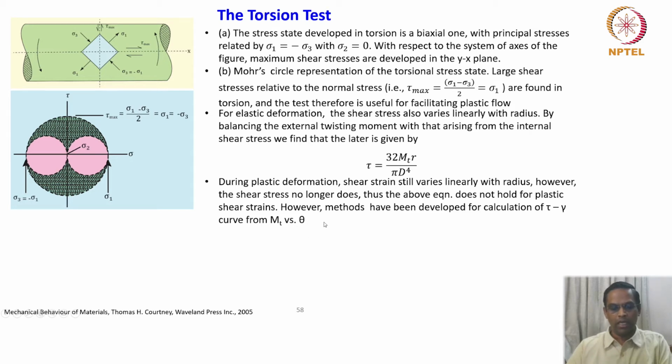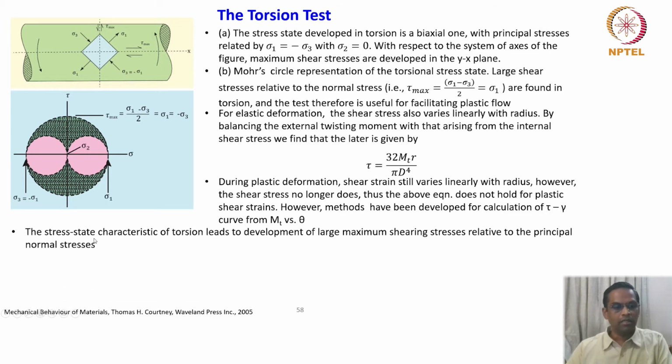So in a typical torsion test, what we measure is Mt and theta. There are methods developed in the standards on how to conduct this test, which will finally evaluate a tau shear stress versus shear strain plot. So that's the idea.